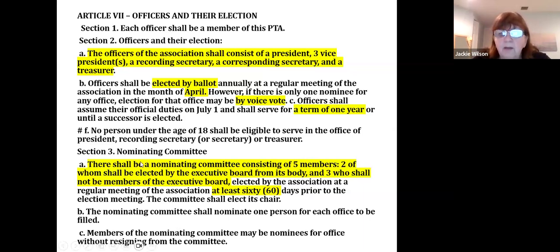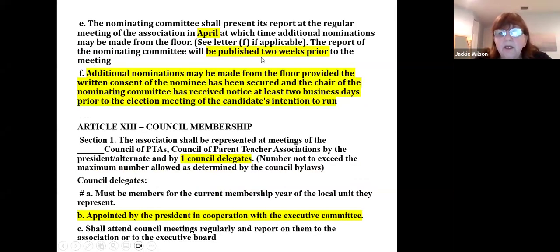Then it talks about the nominating committee. There shall be a nominating committee consisting of 5 members, 2 elected by the executive board from its body, and 3 who will not be members of the executive board, elected by the association, that means the general membership, at a meeting at least 60 days prior to the election meeting, and the committee shall elect its chair. So your bylaws are specific to your unit, and they will give you all of this information in your own unit or council bylaws. The other part here is the report must be published 2 weeks prior to the meeting. Again, part of your bylaws. And this is the caveat that I mentioned about the 2-day notice.